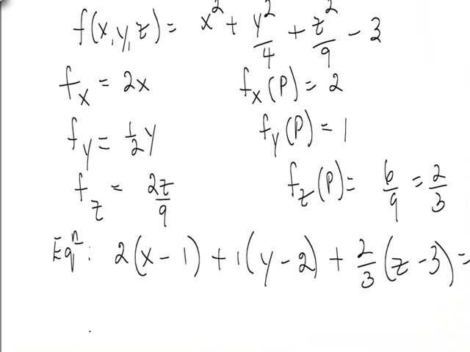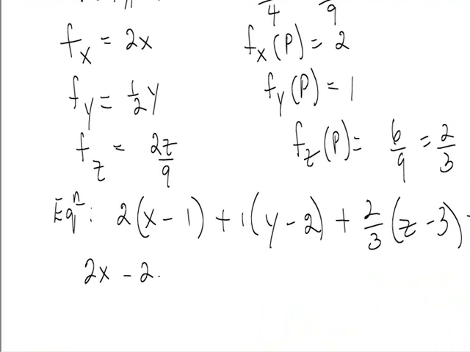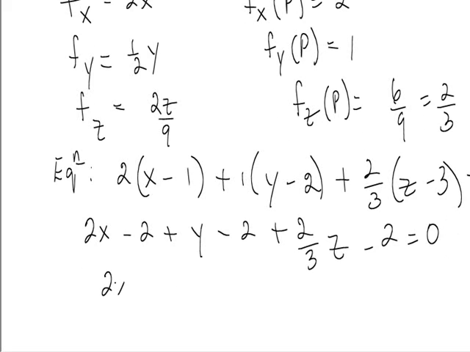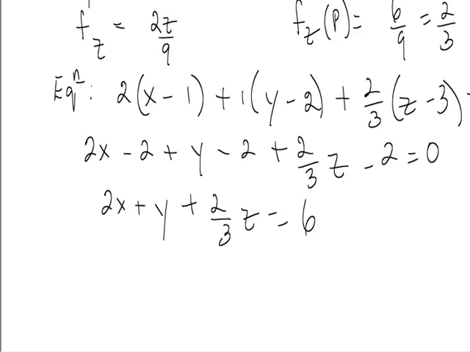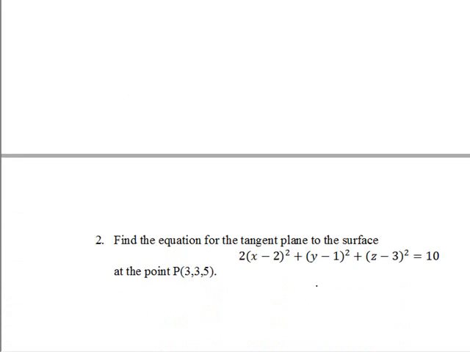Let's do this now. What's that? 2x minus 2 plus y minus 2 plus 2/3 z minus 2 is 0. What's that? 2x plus y plus 2/3 z equals 6. Okay. So I hope you're recognizing why we had to do vectors first. It's just coming up.